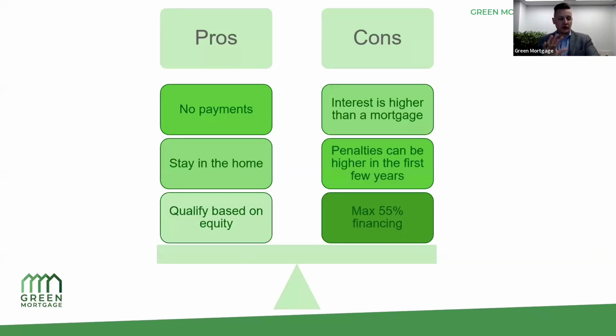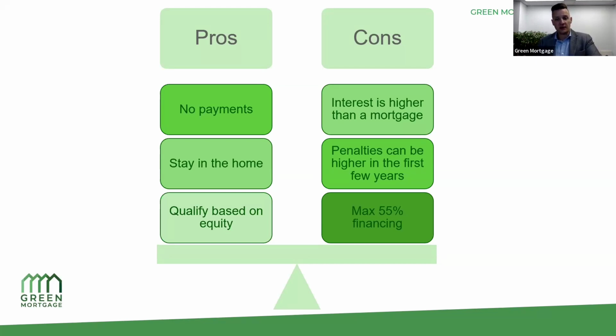Now, I do want to go over the pros and cons a little bit. The pros of doing the reverse mortgage: there are no payments unless you choose to make payments. You get to stay in the home that you've been living in, and you get to qualify based on equity. Those are some of the key pros. And of course, there are some more creative uses that you can do as well.